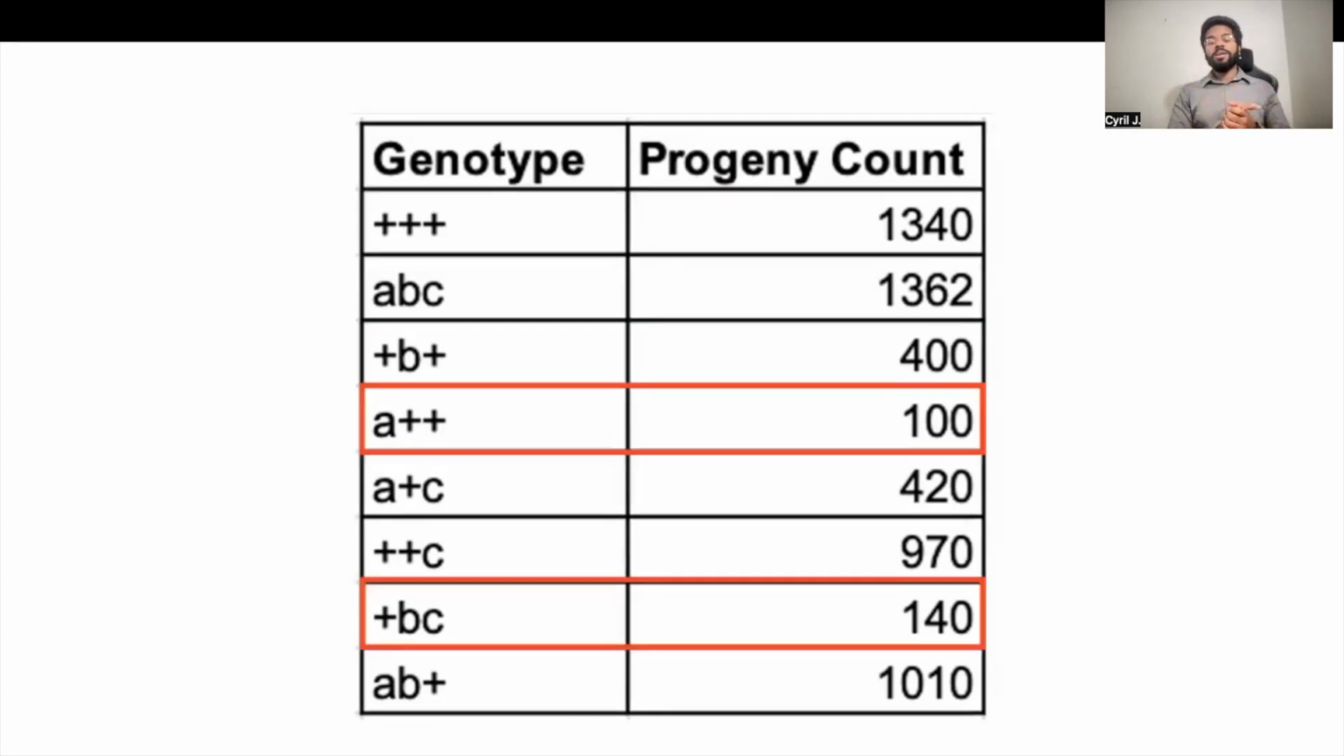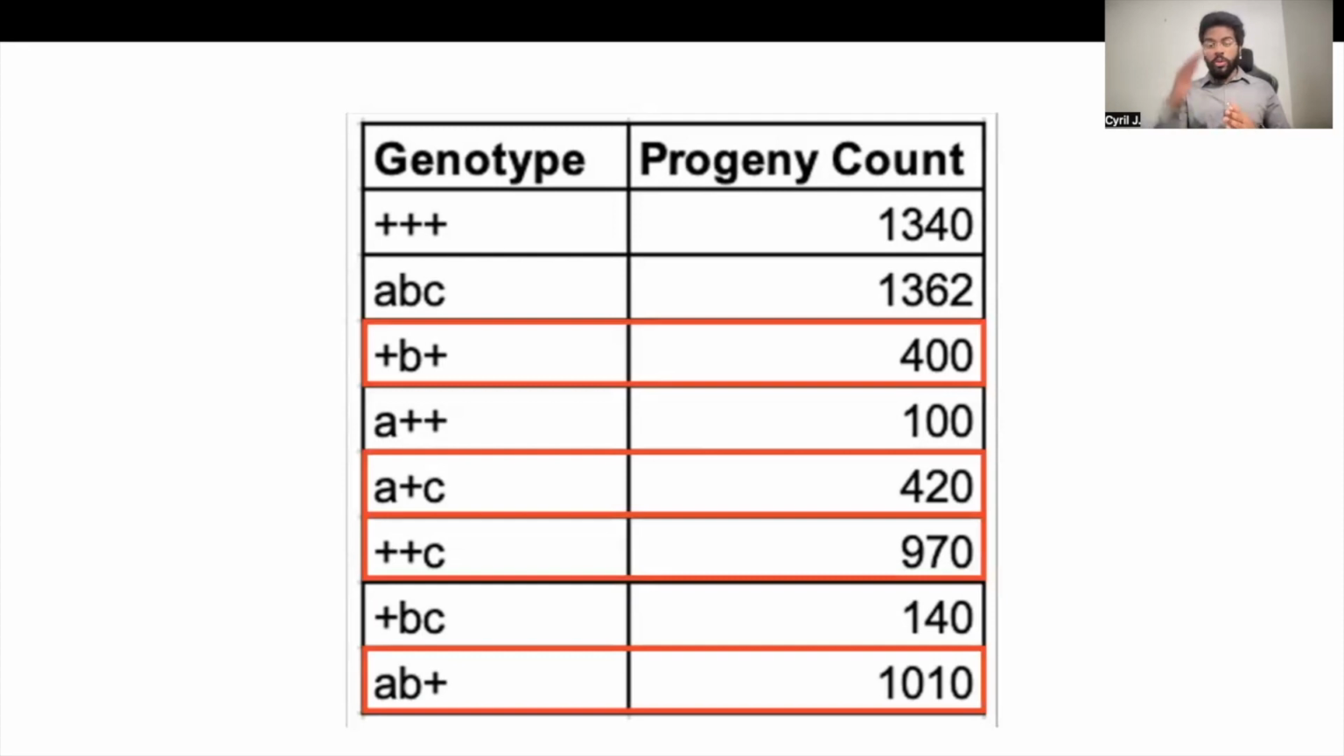And then next, we want to identify the double crossovers. Those, in contrast, are the ones with the lowest number of progeny counts. So in this case, we have A++ and plus BC. And then all the ones in the middle would be single crossovers, and thus the recombinant class.